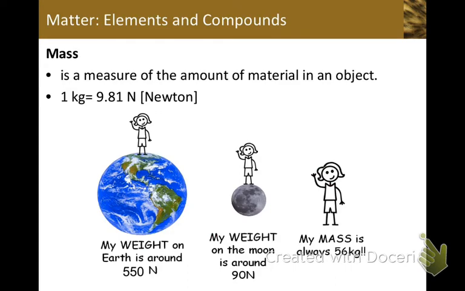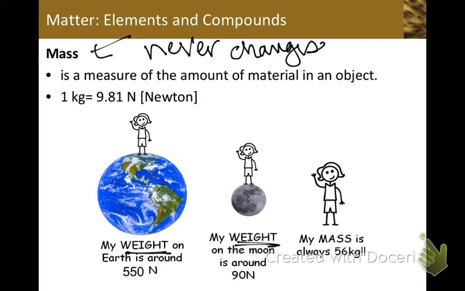Now, mass is just the measurement of how much material is in an object. Our mass never changes. Now, on Earth, mass and weight, basically we use them the same, but mass and weight are different. Weight has to do with gravity and the pull of gravity on us. Now, our mass essentially remains the same.